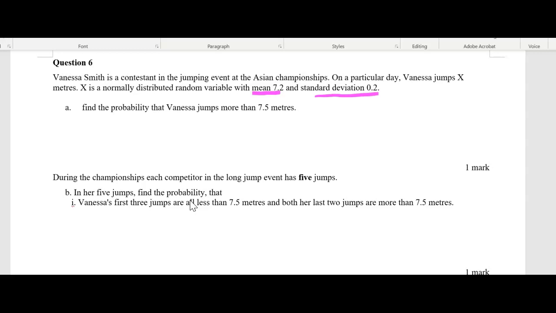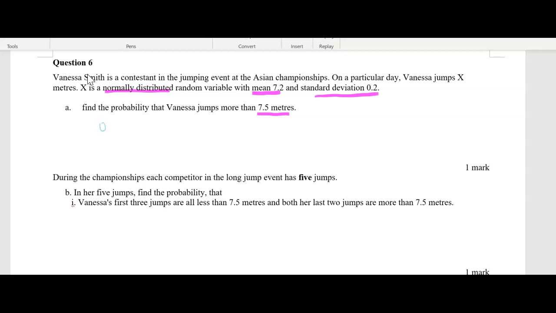Find the probability that Vanessa jumps more than 7.5 meters. Okay, so let's write out what we have. It is a normal distribution, so I probably should have highlighted that. Usually if it's a normal distribution, it says it's normal. If it says it's standard normal, remember that means your mean is 0 and your standard deviation is 1, but this is just a normal distribution.